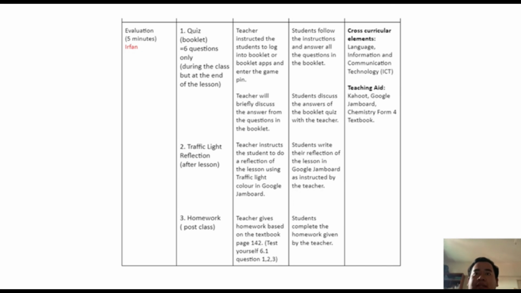So we as teachers can detect whether students can understand well about the lesson or not. So students will write the reflection of the lesson in Google Jamboard as instructed by the teacher. We will give this task a duration of 1 day, and students may complete this task after the lesson. Then the last one, we will give homework, which is a post-class activity. The teacher gives homework based on textbook page 142, under Test Yourself 6.1, questions 1, 2, and 3. And we expect students to complete the homework given by us.